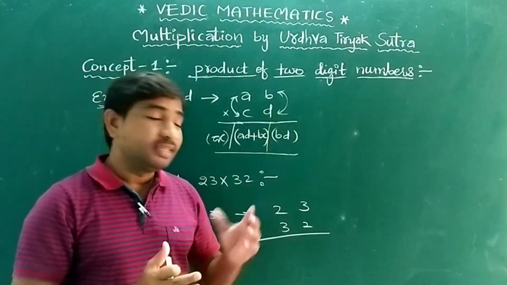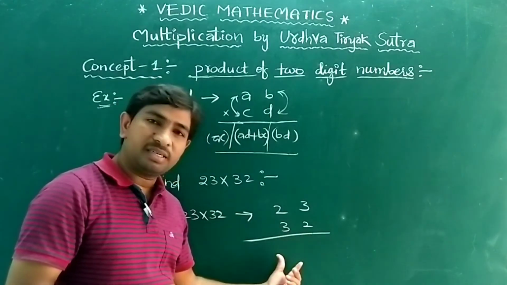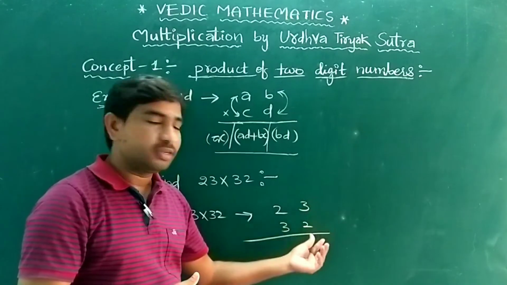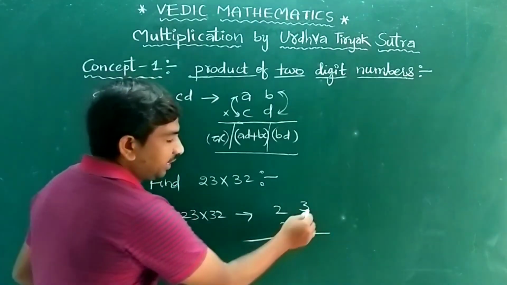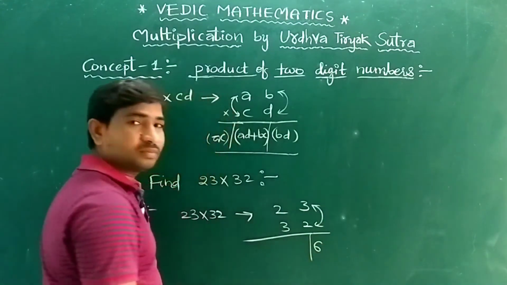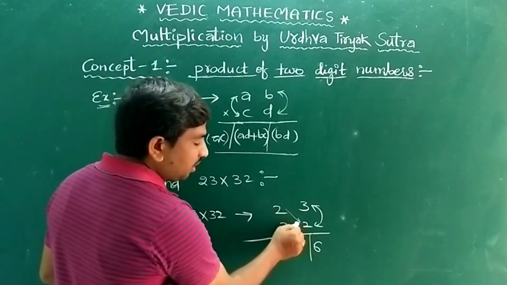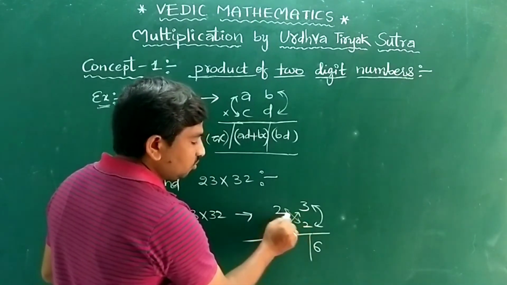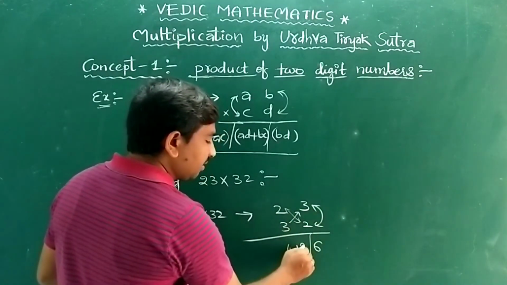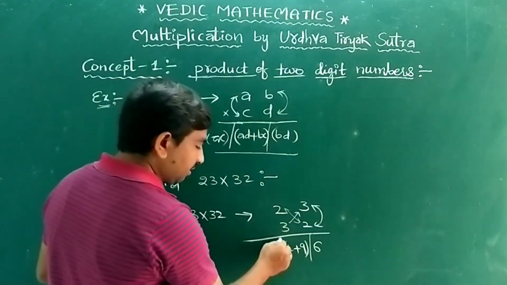Now this answer consists of three parts: right part, middle part, and left part. The right part comes from the product of the extreme values on the right, so 3 into 2 is 6. So you multiply 3 into 2 is 6, and that is the right part of the answer. Now what you have to do is take the sum of the cross products of the digits. See like this: 2 into 2 is 4, plus 3 into 3 is 9. This is the sum of the products of the cross digits, and the middle part is completed.